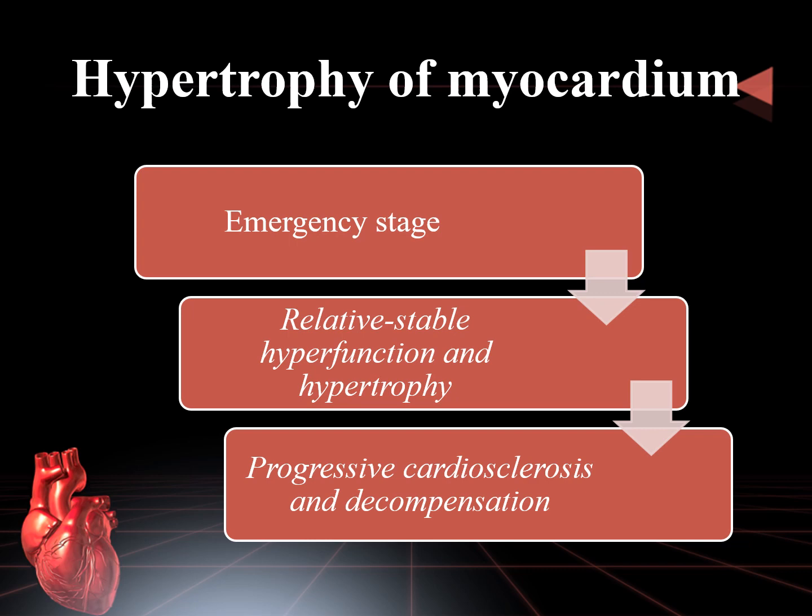The third is the progressive cardiosclerosis and decompensation stage. As the process takes a long time, this leads to weakening of the heart and progression of chronic heart failure. The development of dystrophic and sclerotic processes complicates the condition even more, and destroyed muscle fibers are replaced by connective tissue. Signs of decompensation and total heart failure develop here.